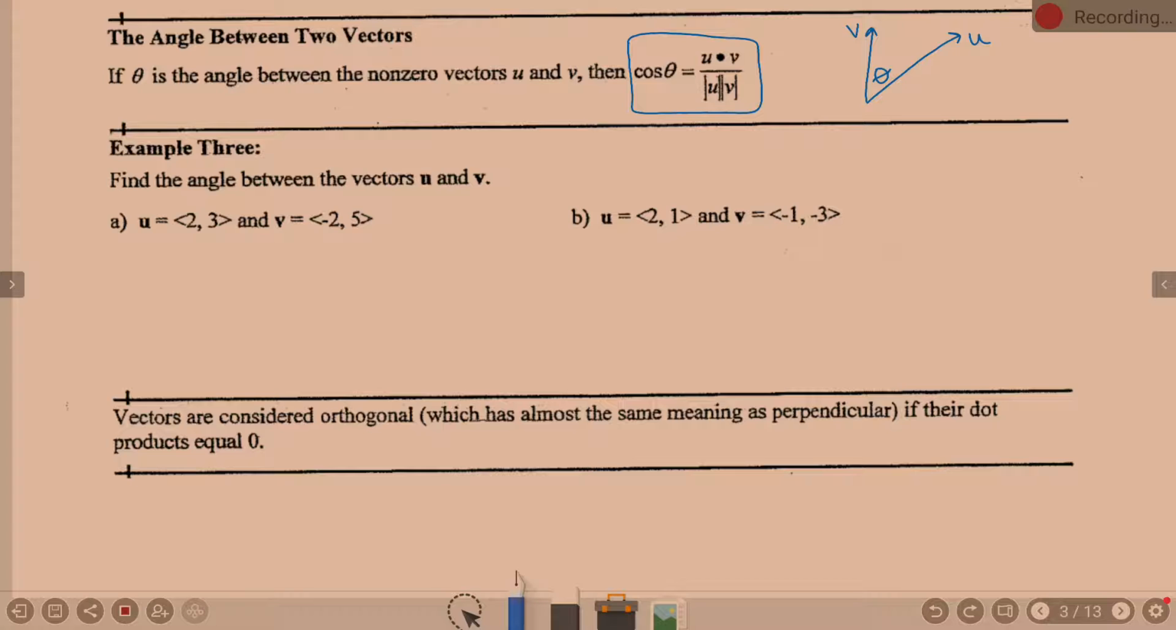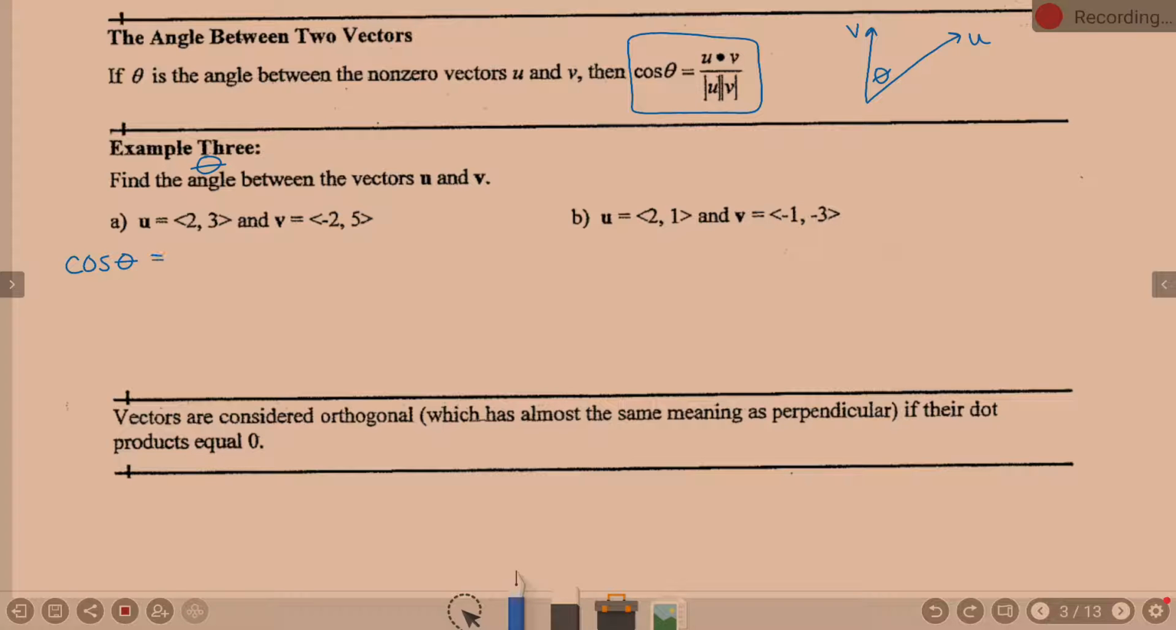So, example 3. Find the angle between the vectors u and v. Well, hey, guess what? We have a formula, right? We're trying to find the angle between the vectors u and v. We're trying to find theta, of course. And our equation is this right here. So let's fill it in.